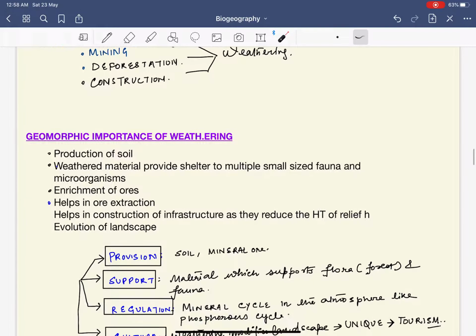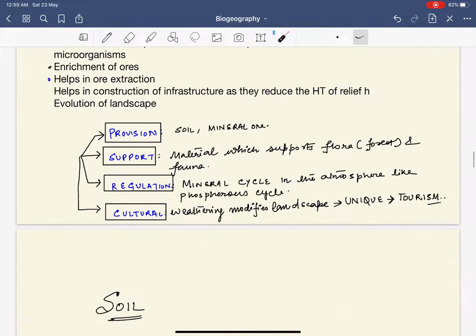Next, the geomorphic importance of weathering. Weathering is one of the important processes of soil formation. Next, weathering material provides shelter to multiple small-sized fauna and microorganisms. Next, it helps in the enrichment and extraction of ores. Next, it helps in the construction of infrastructure as it reduces the height of the relief, and helps in the evolution of the landscape.